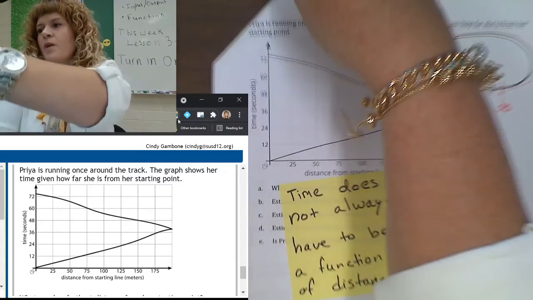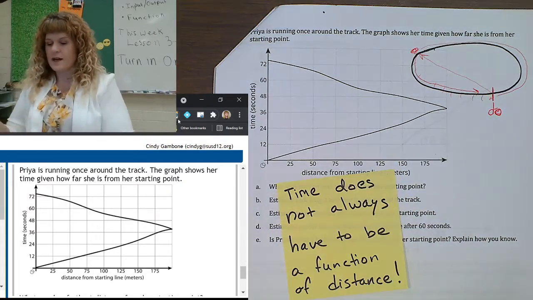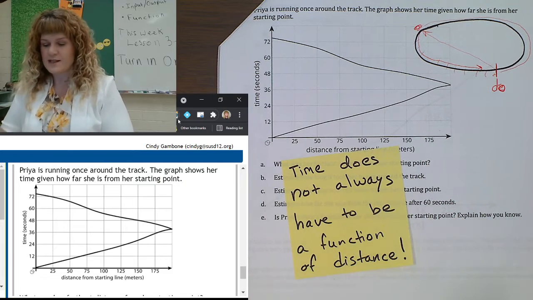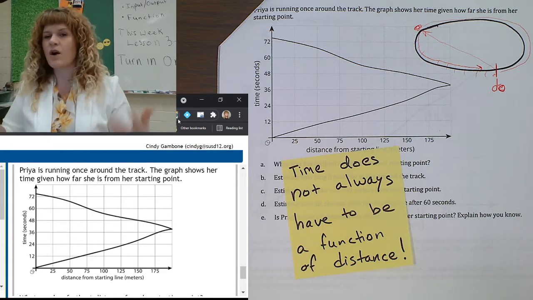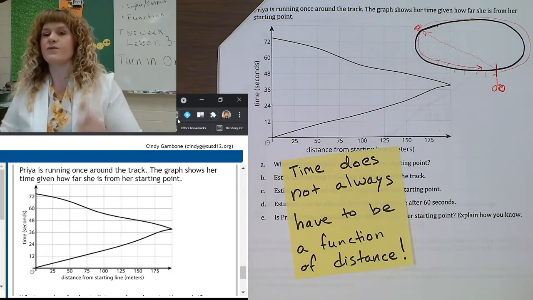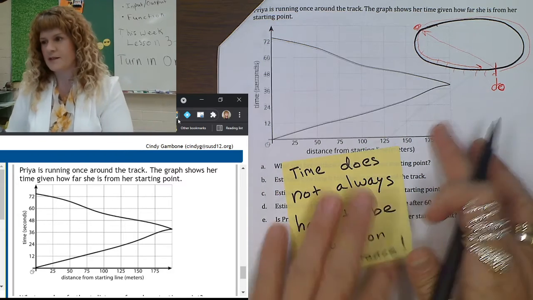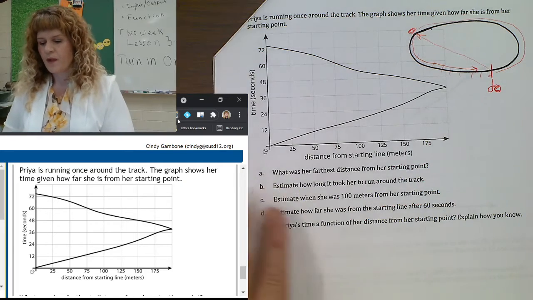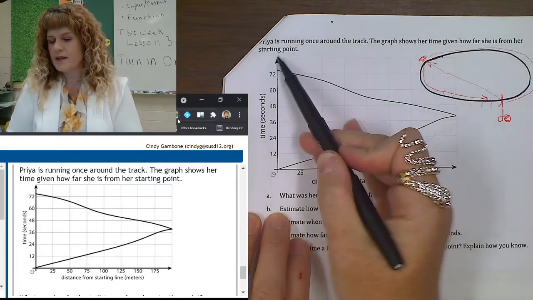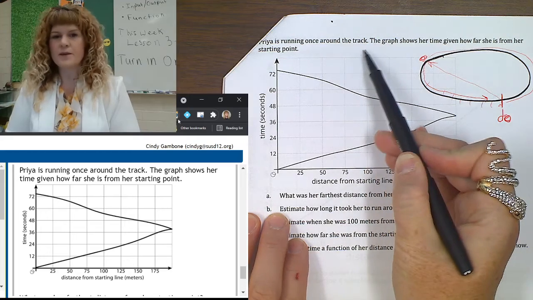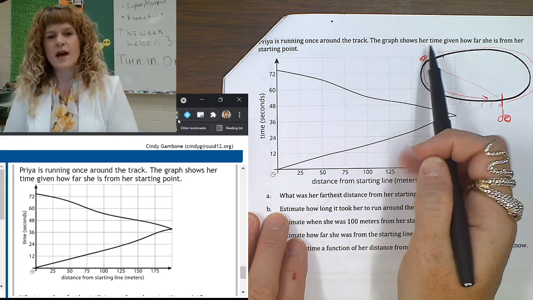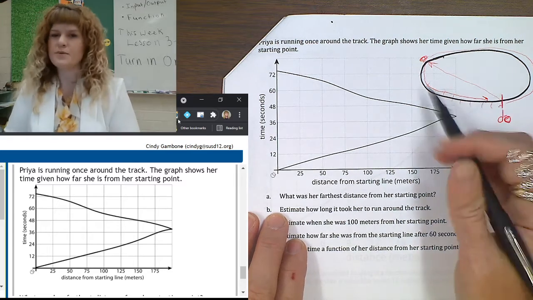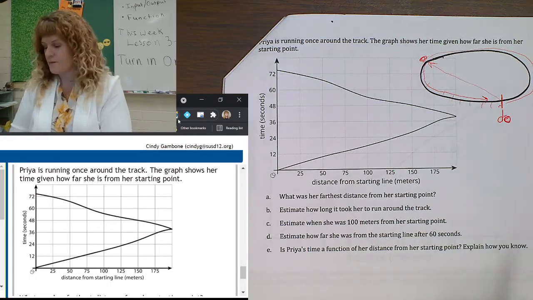Okay, so what you're going to learn on this problem is time does not always have to be a function of distance. The time it takes doesn't always depend on the distance from the starting point. Okay, let's answer the questions. Priya is running once around the track. The graph shows her time given how far she is from her starting point. Not total distance, but from her starting point.